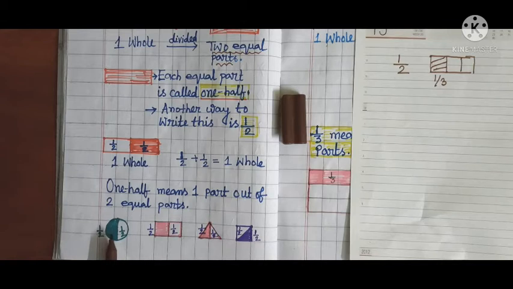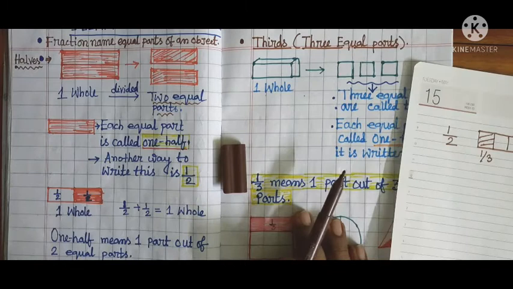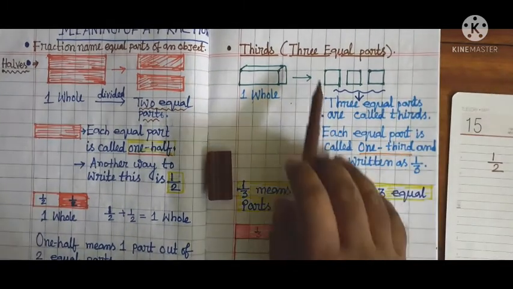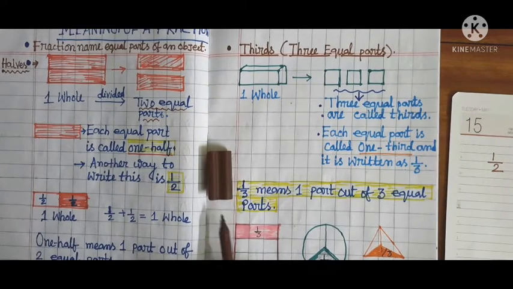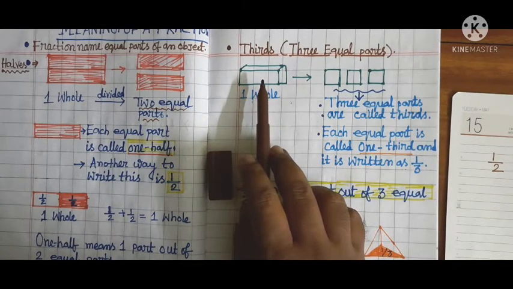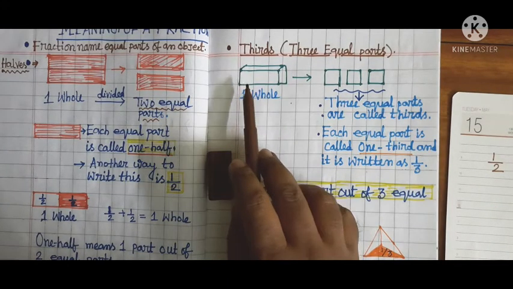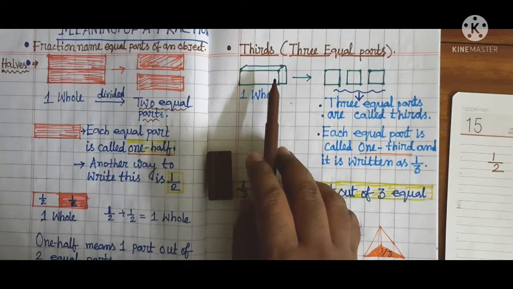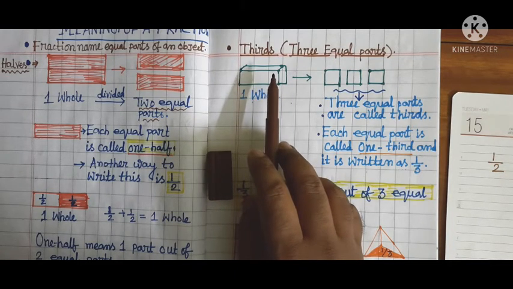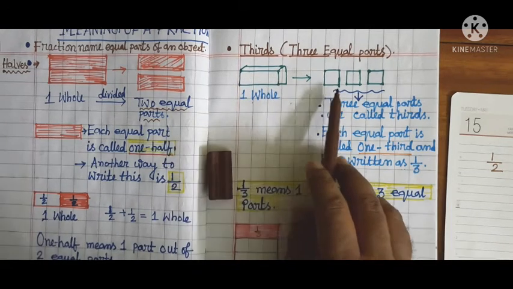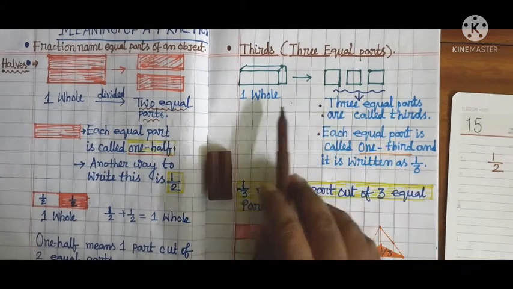Okay, next we can see the picture. Here it is divided into two parts, therefore each part is a half. Next we can see a triangle here, obviously half and half. Next we learn about thirds, which are three equal parts. Let us suppose your father has bought a bread for your breakfast, and it is divided into three equal parts.